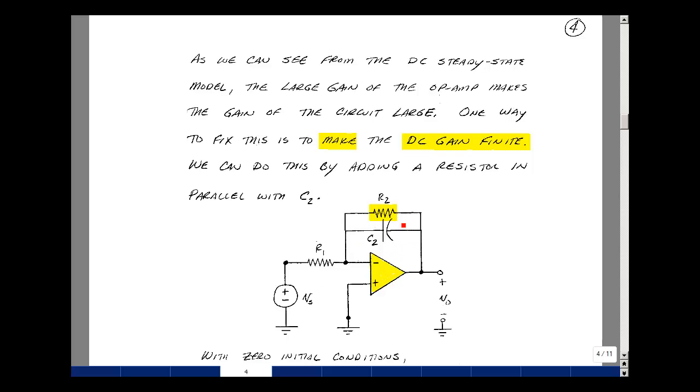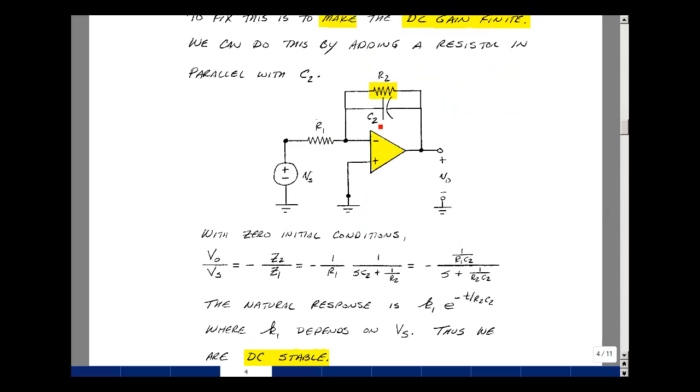What that's going to do then is give me, for DC, when this is an open circuit, a gain of minus R2 over R1. I still want to use this as an integrator, so let's even figure out what frequency range this might work in, because eventually the capacitor's impedance will be smaller than the resistor R2, and it will dominate the parallel combination. Let's analyze the circuit and see if we can figure out the frequency range for this.